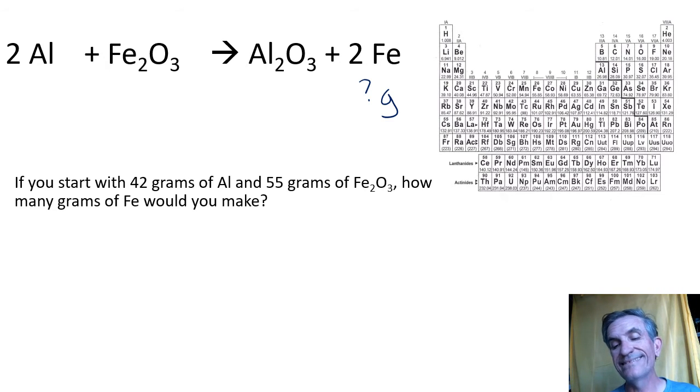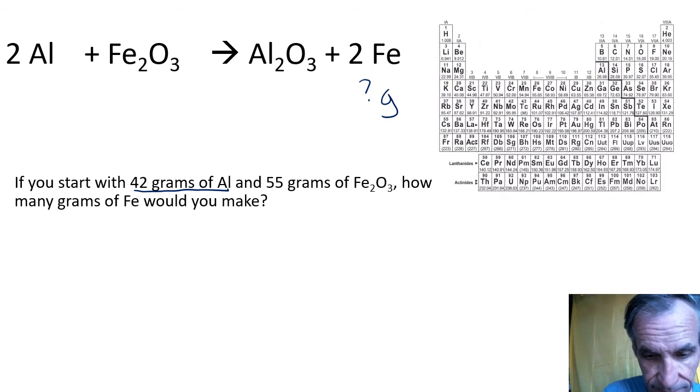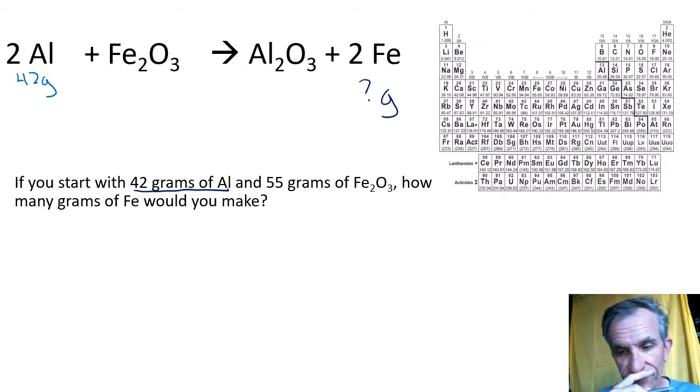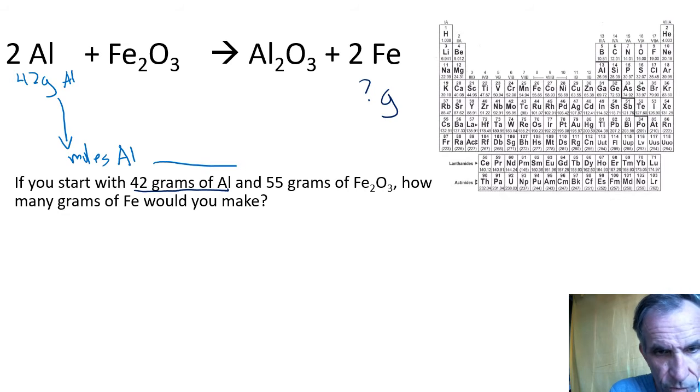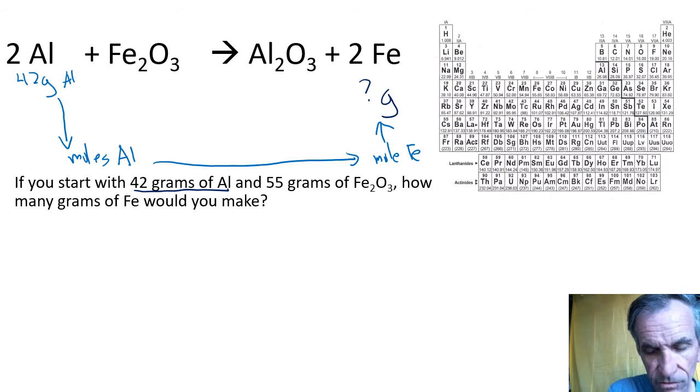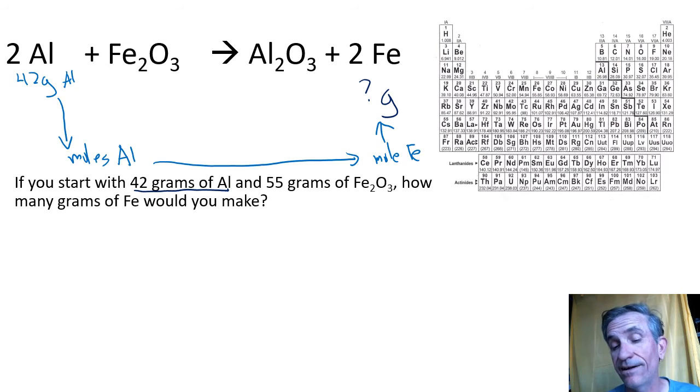So good news, it's the same calculation we've been doing all class, all lecture. Bad news, you got to do it twice. We're going to take the 42 grams of aluminum that I told you I used in that demonstration when I went outside, and we're going to convert it to moles of aluminum. Then we're going to go from moles of aluminum to moles of iron, and then back to grams to see how many grams we can make based on the weight of the aluminum.